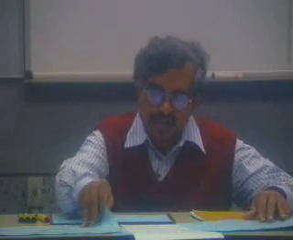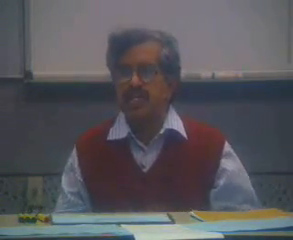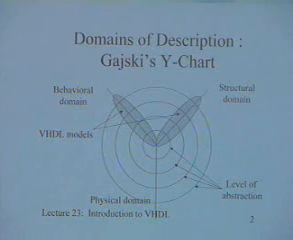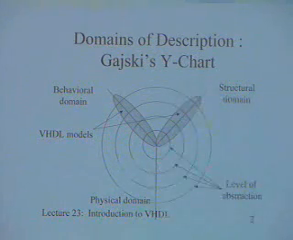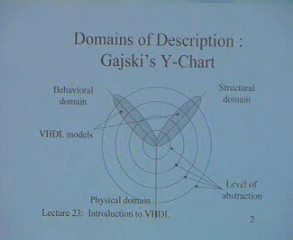Before we go ahead and look at VHDL, let's see, when we want to design digital systems, what is it that needs to be done? Okay, first of all, describing a system, we talk in terms of domains of description, and there is a very popular diagram called Gajski's Y chart. It's from a researcher called Gajski. What this shows is the description looked at as different views of it.